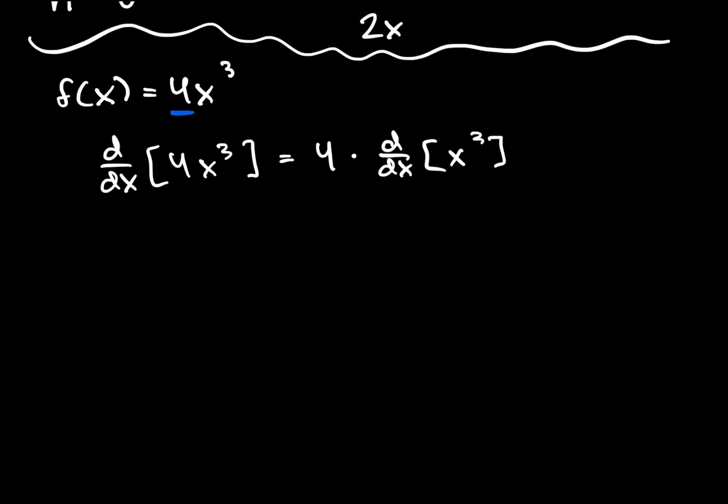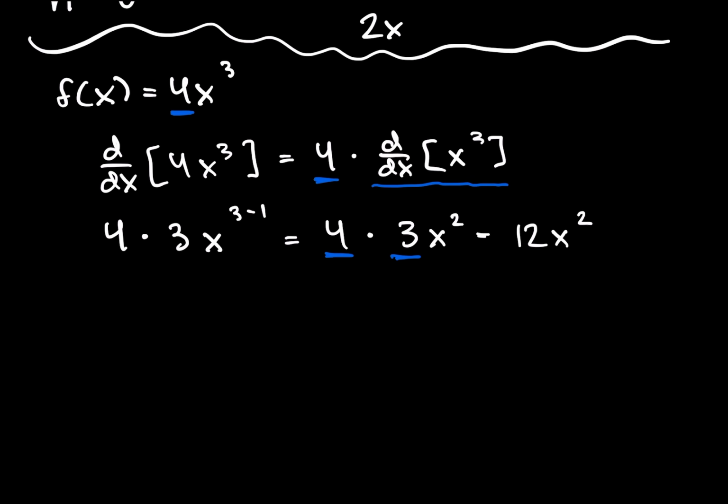And now, remember that since this 4 is out in front, after we find the derivative of x to the third, we still need to multiply it by 4. So, using our formula, we end up with 3x to the power of 3 minus 1, which will equal 3x to the second power. And now, to multiply these two together, it'll just be 12x to the second power.